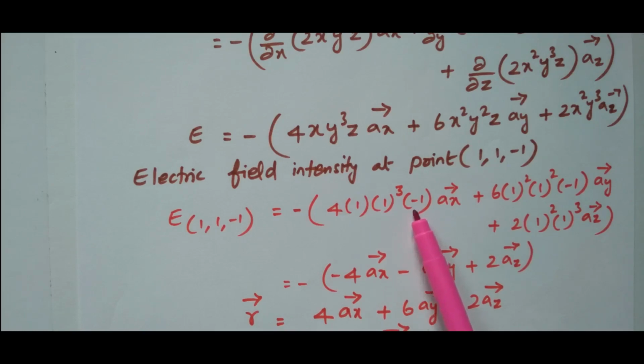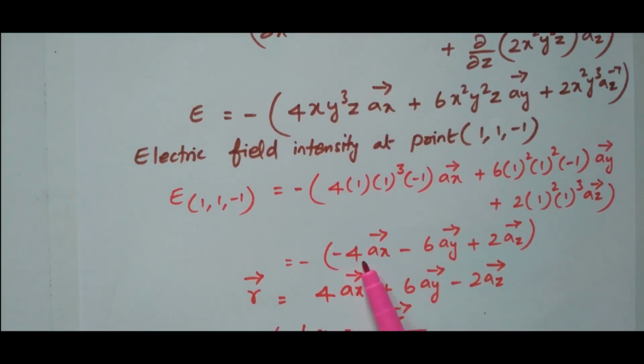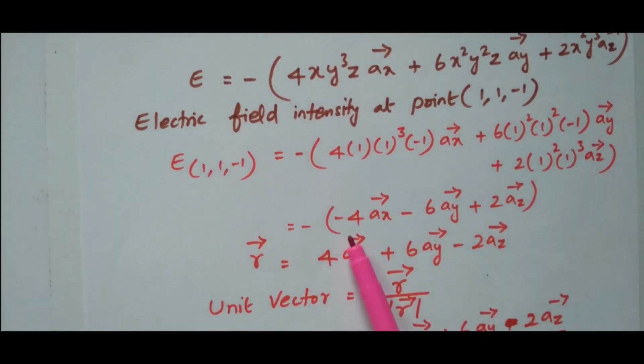So due to negative, what are we getting? Already one negative is available outside. Minus 4ax minus 6ay. Here there is no negative, so it is plus 2az. Right? So minus of minus 4ax minus 6ay plus 2az. Now multiply this negative inside. So these two become positive: 4ax vector plus 6ay vector minus 2az vector. Because of positive, it becomes negative.